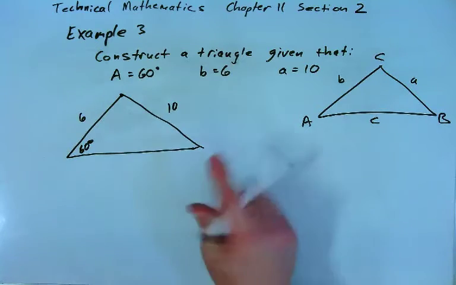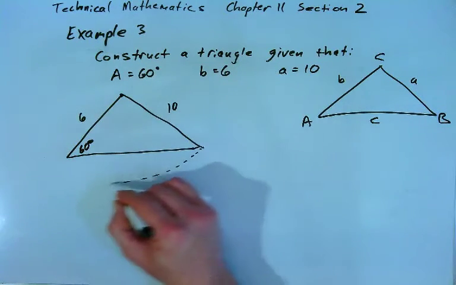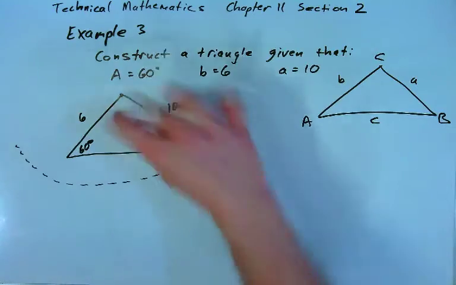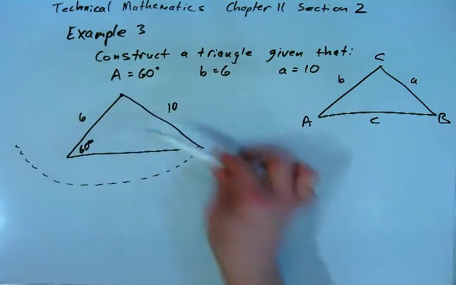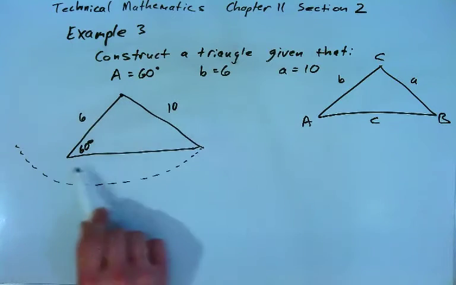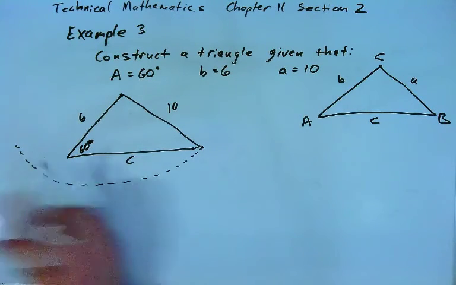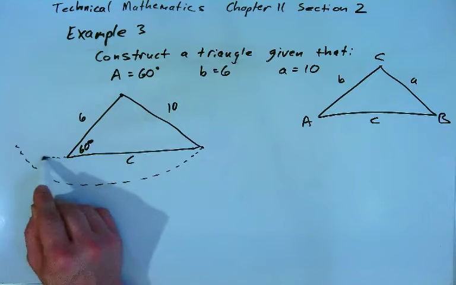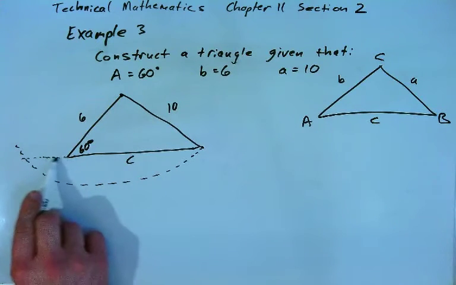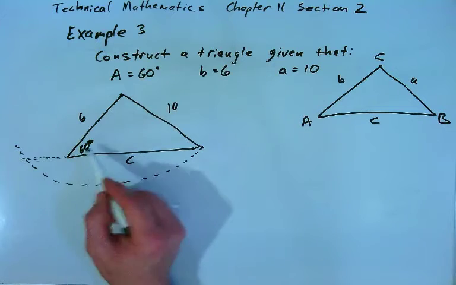Okay, now is there more than one option? Well, if this was a string and we could swing it, you would see that the side that is 10 long only touches side C at one point, and that's this point. And so over here, it doesn't make any sense for side C to be this long in this direction, because if it were, the angle wouldn't be 60 degrees anymore.